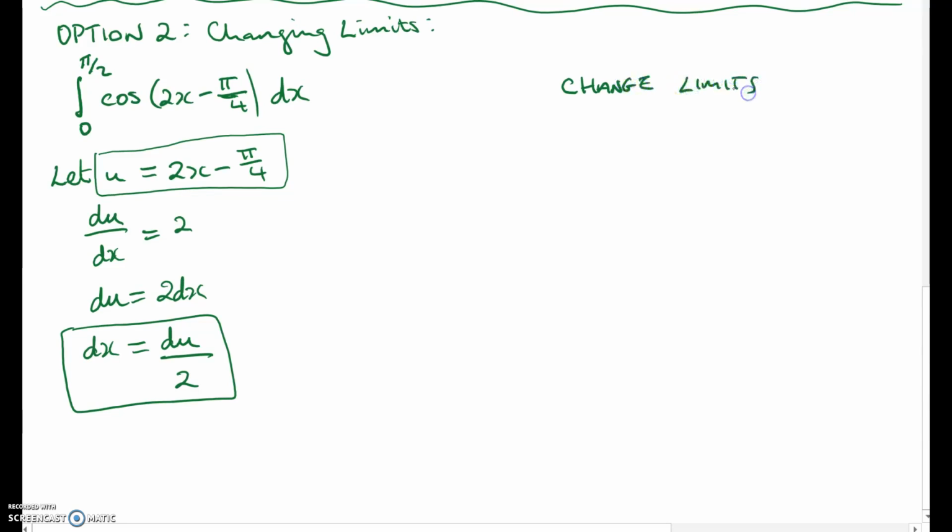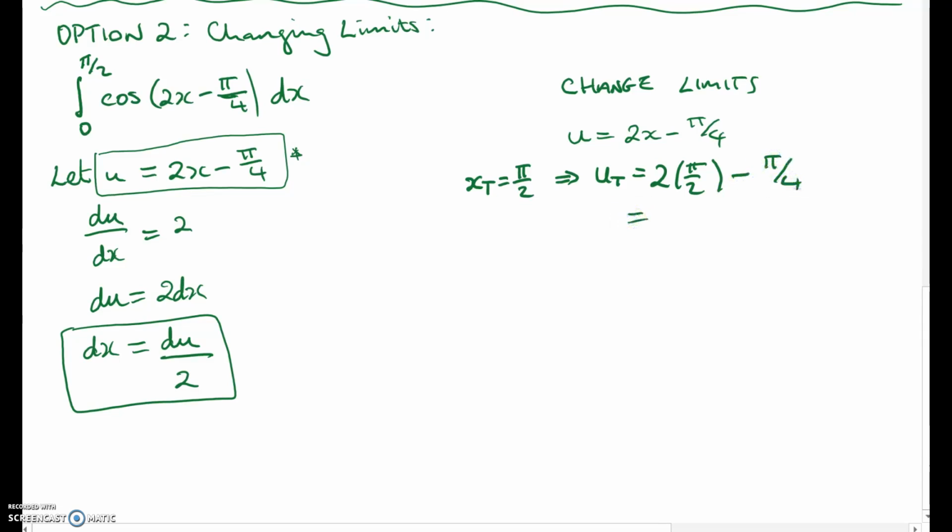And remember, this is what we use to change the limits. So u is equal to 2x minus pi over 4. Now, the top limit in terms of x was pi over 2, so xt is pi over 2. So therefore ut, the top limit in terms of u, would be 2 times pi over 2 minus pi over 4. This gives us pi minus pi over 4, which is 3 pi over 4. So ut is 3 pi over 4. That's the top limit in terms of u.